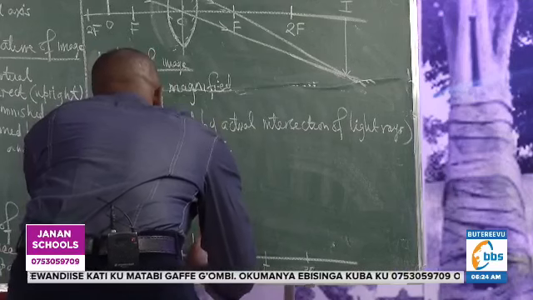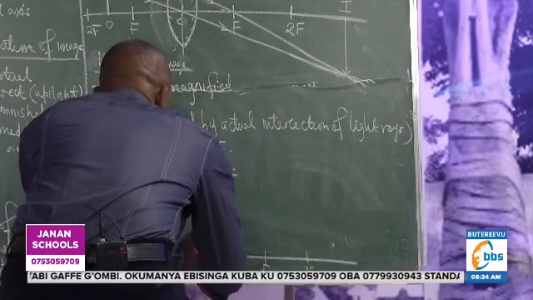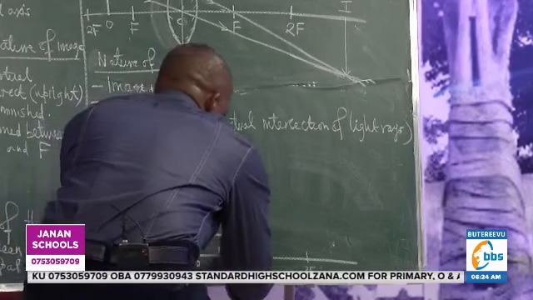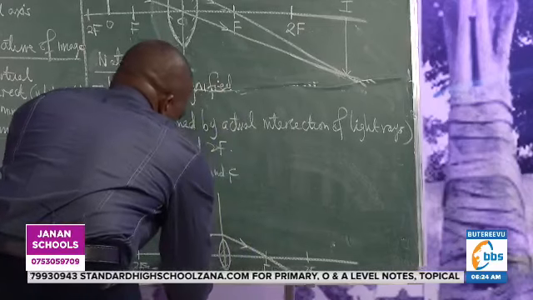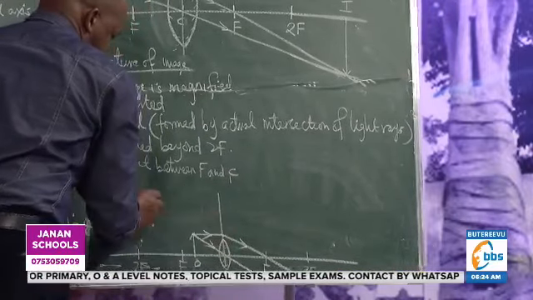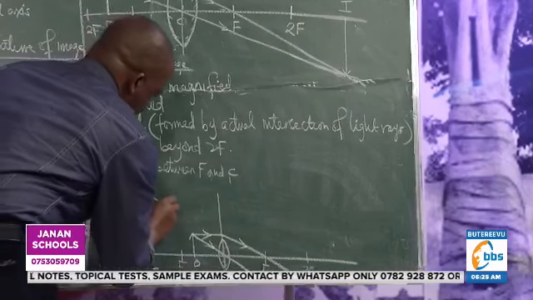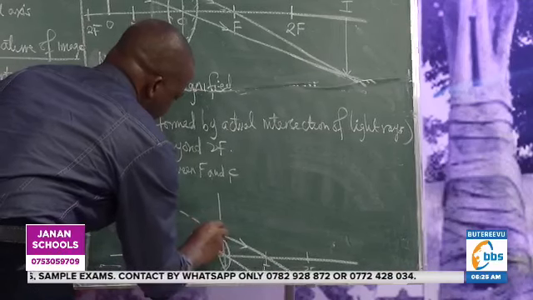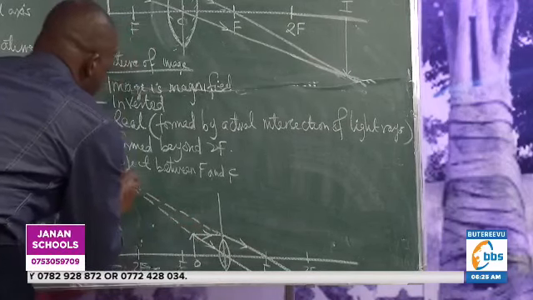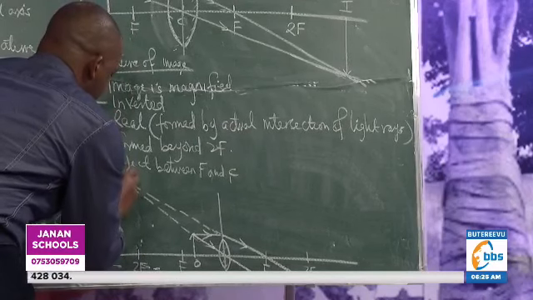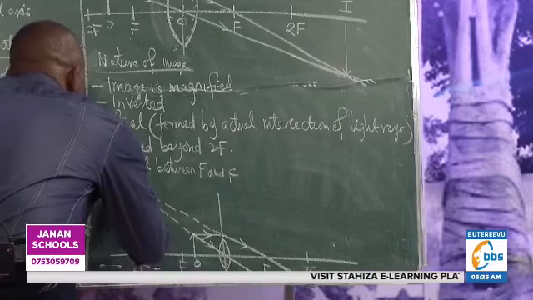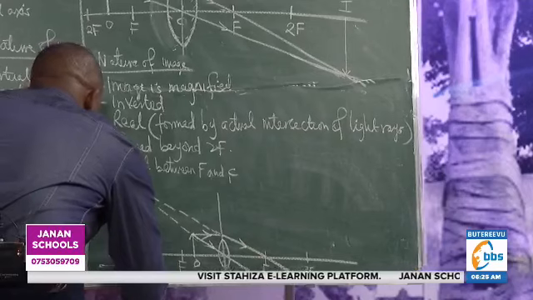I have said that if I have my object over here, a ray that is incident parallel to the lens will be refracted to pass through the focal point. And the ray that is going to pass through the optical center will go straight. If we extrapolate this ray backwards, ensuring that it is a straight line, as I already cautioned you, we also extrapolate this ray backwards, where these two intersect at this point is where we shall have our image. And this image is going to be dotted.